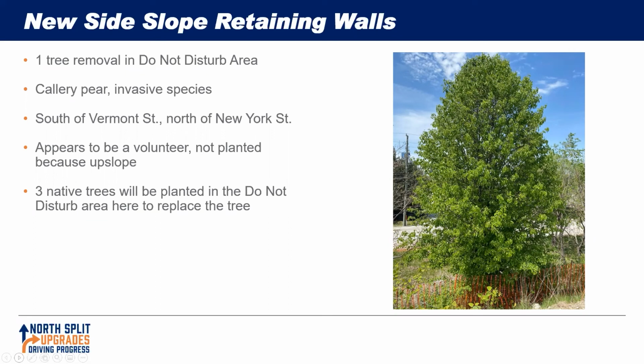Okay, thank you. Because we have to remove this tree in order to install this retaining wall, we will agree to plant 3 native trees to replace it. And those will be planted in the do not disturb area, which is closer down towards the neighborhoods. So in addition to all the other trees that we'll be planting, we'll be able to plant 3 additional trees to replace this one that we have to remove. Kia, I think you told me that Callery pear is the new name for a Bradford pear. Is that right? Okay, I like the new name.